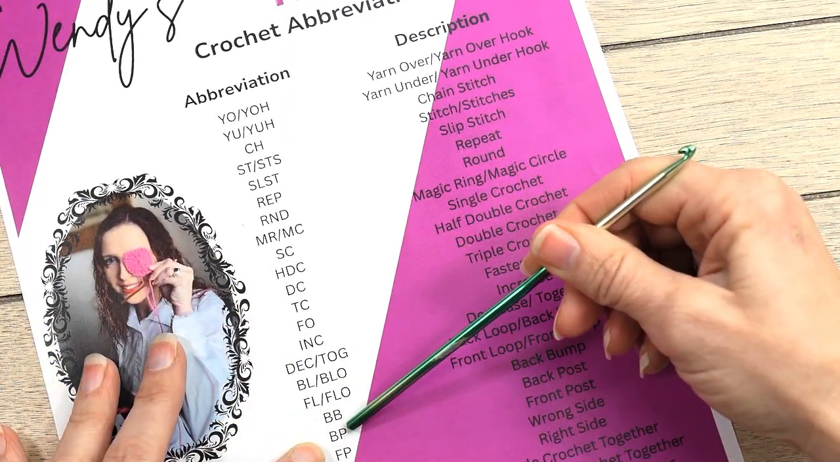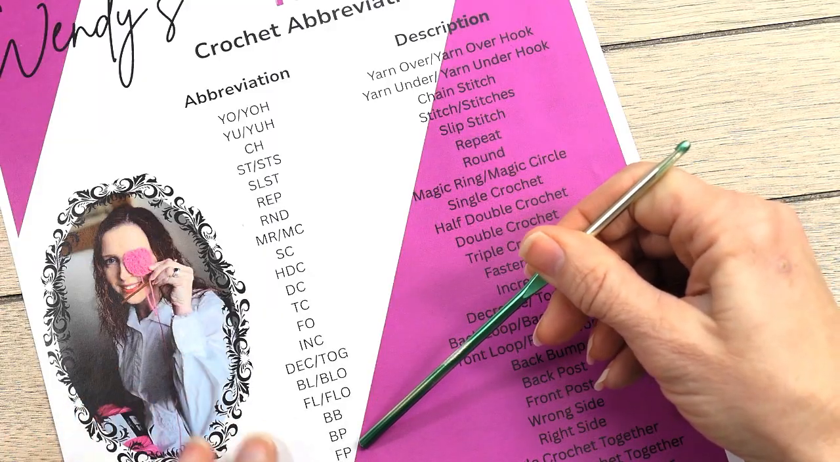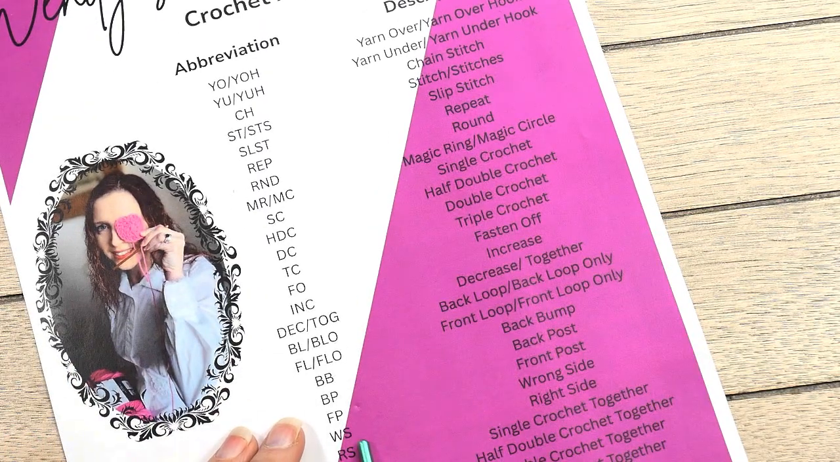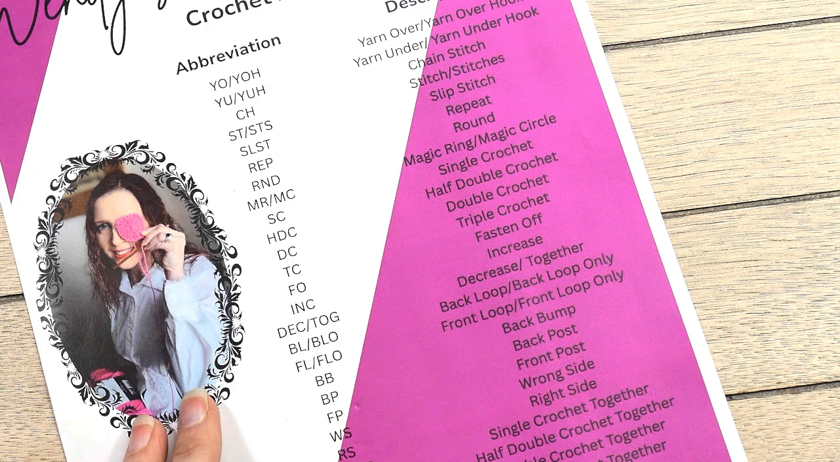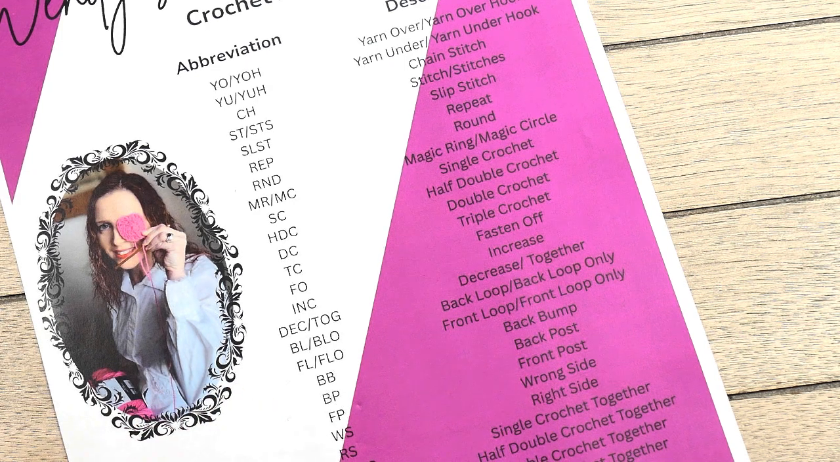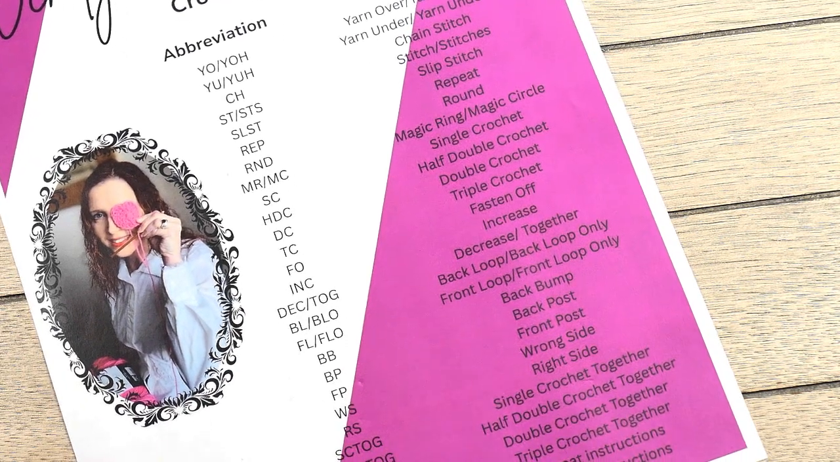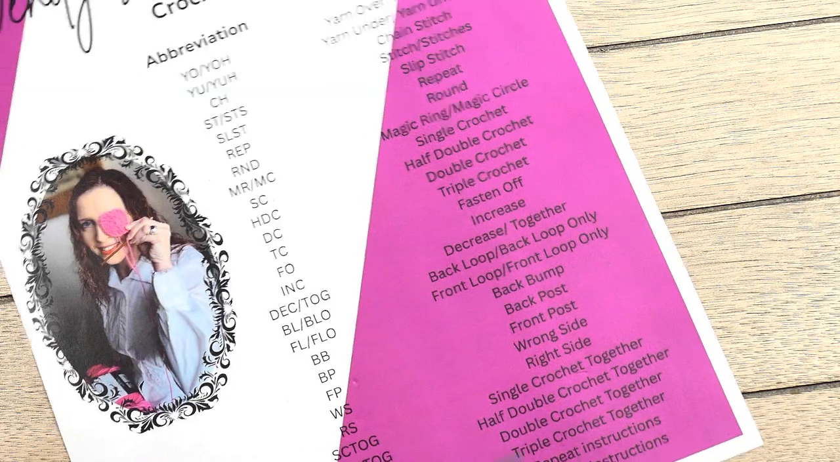BP is back post, and FP is front post. WS is wrong side. RS is right side. And SCTOG is single crochet together. HDC TOG is half double crochet together. DC TOG is double crochet together, and TC TOG is triple crochet together, or treble crochet together. Sometimes you'll see treble, sometimes you'll see triple when they're using TC.